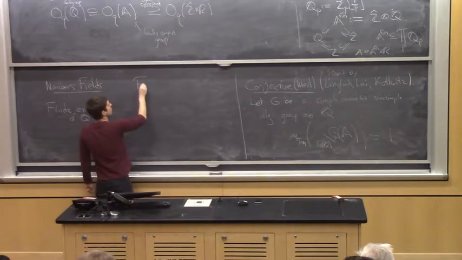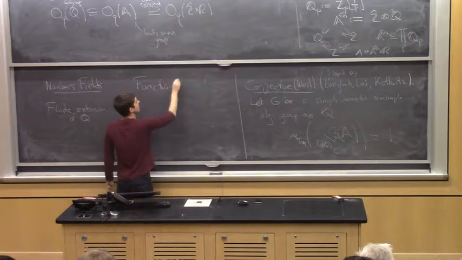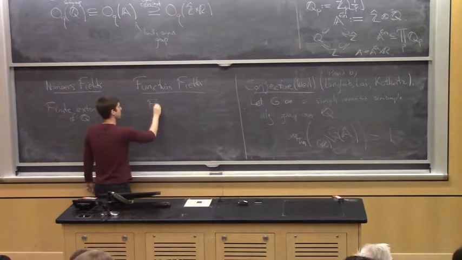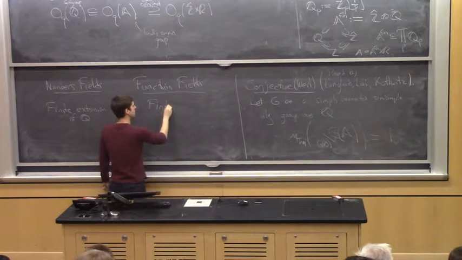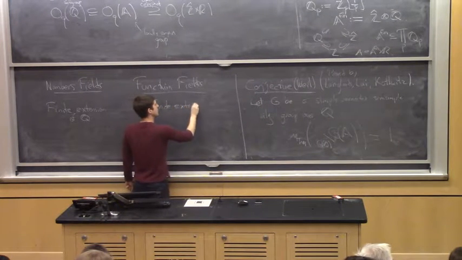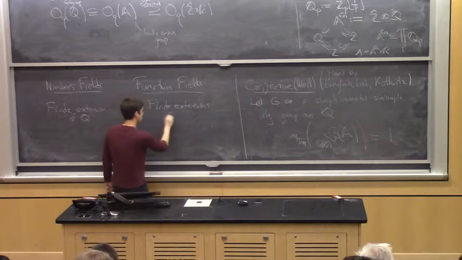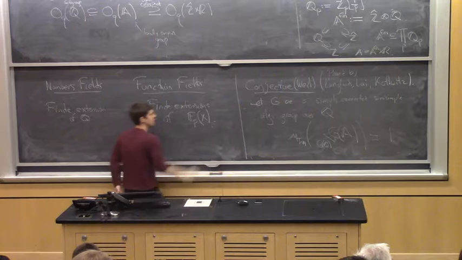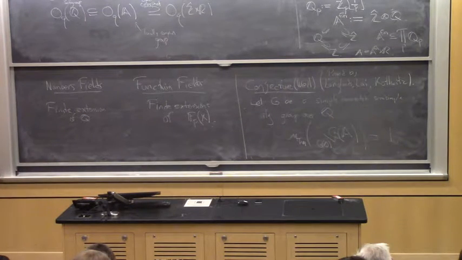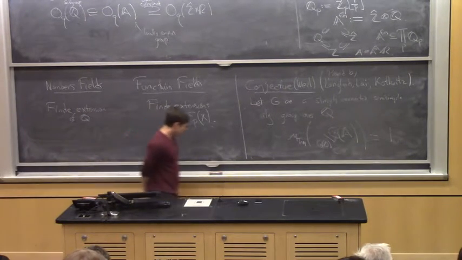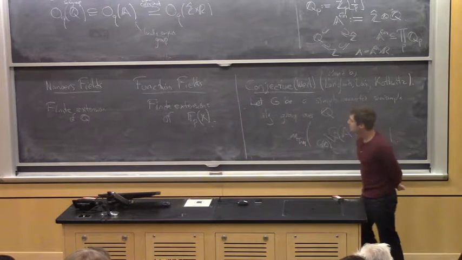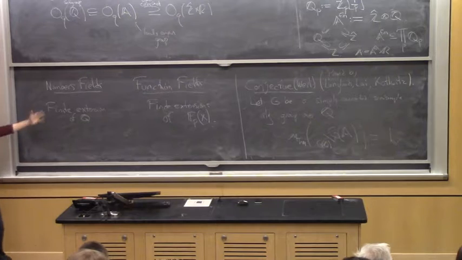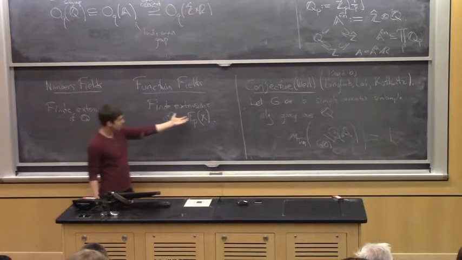And what are called function fields. Function fields are fields that are finite extensions of things that look like a finite field adjoin one parameter x. So there's an analogy between these kinds of fields, and the questions that you can make sense of for number fields, you can typically also make sense of for function fields.